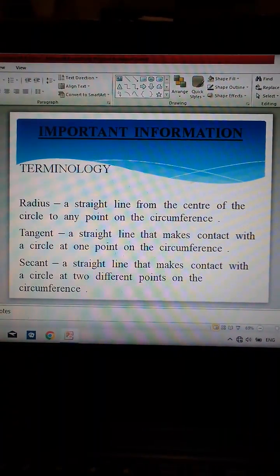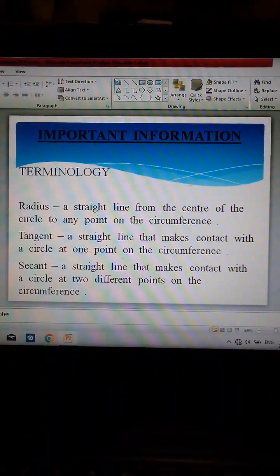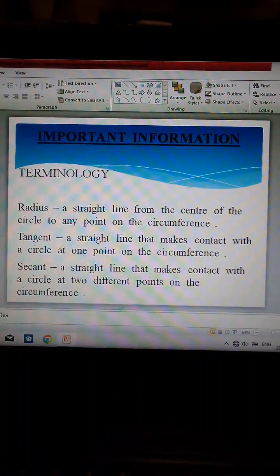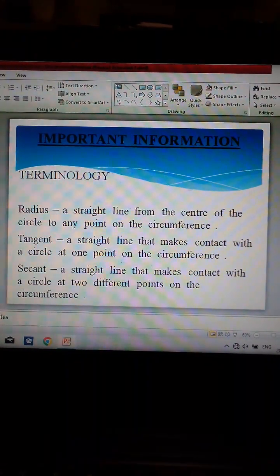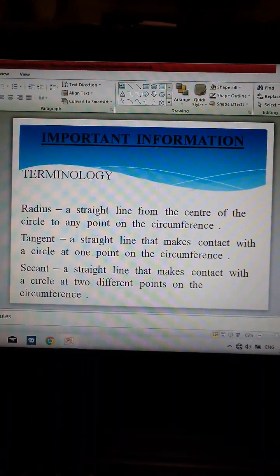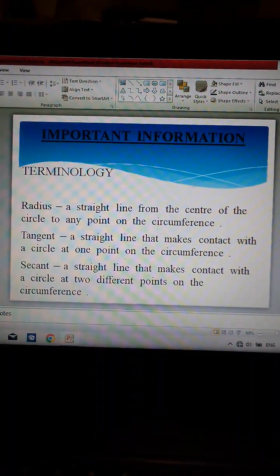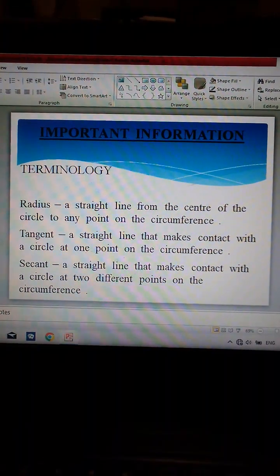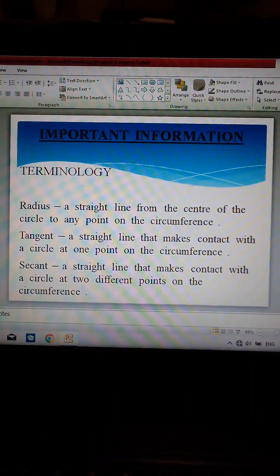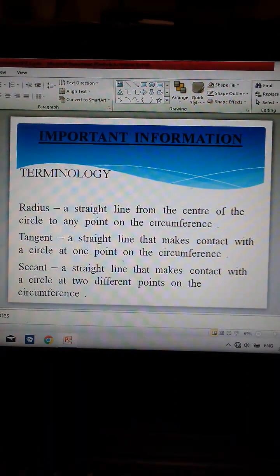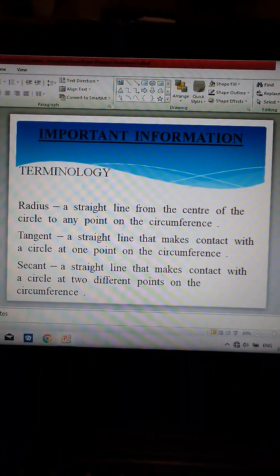So the important information that you need to know is I need you to revise the terminology. Remember that a radius is a straight line from the center of the circle to any point on the circumference. Remember, the circumference is the boundary line of the circle or the perimeter of a circle. A tangent is a straight line that makes contact with a circle at one point on the circumference. So a tangent touches the circle at one point only. A secant is a straight line that makes contact with a circle at two different points on the circumference. So a secant is a straight line that touches the circle at 2 points.